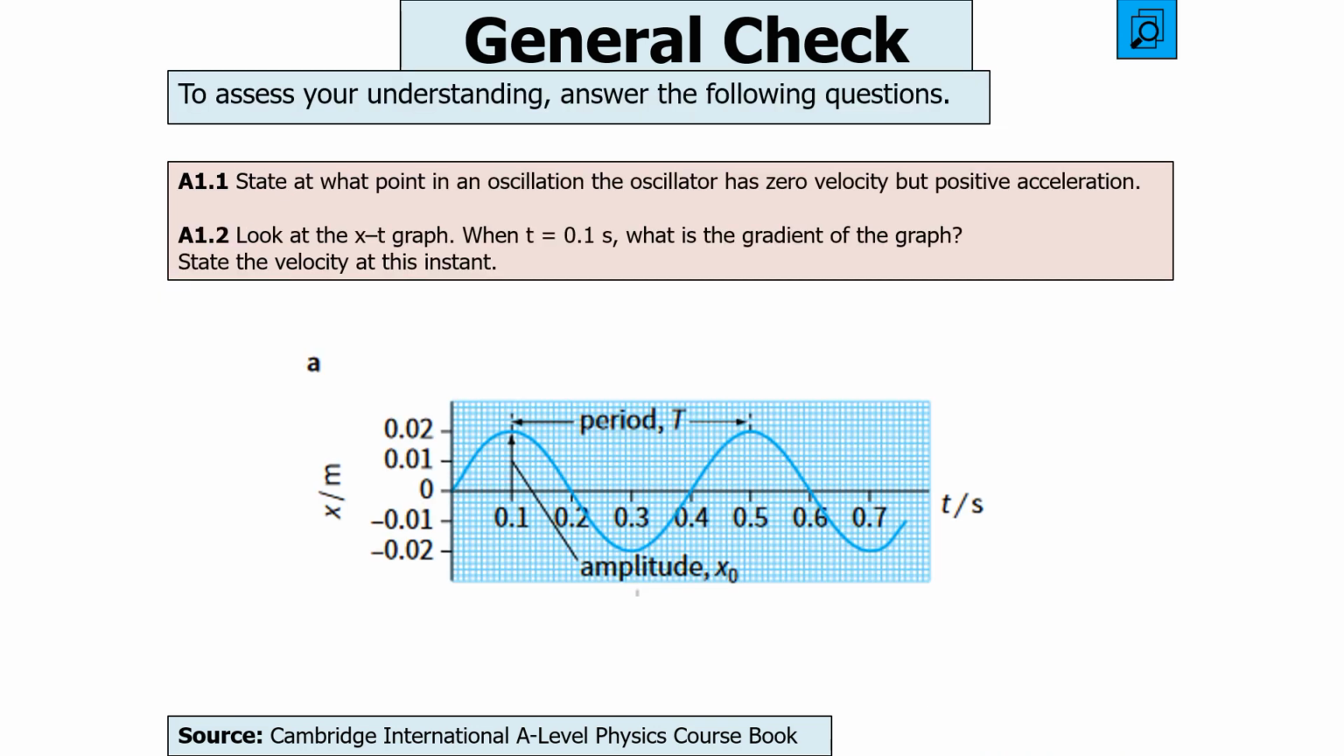The next question says state what point in an oscillation the oscillator has a zero velocity but a positive acceleration, and then look at the displacement time graph below.